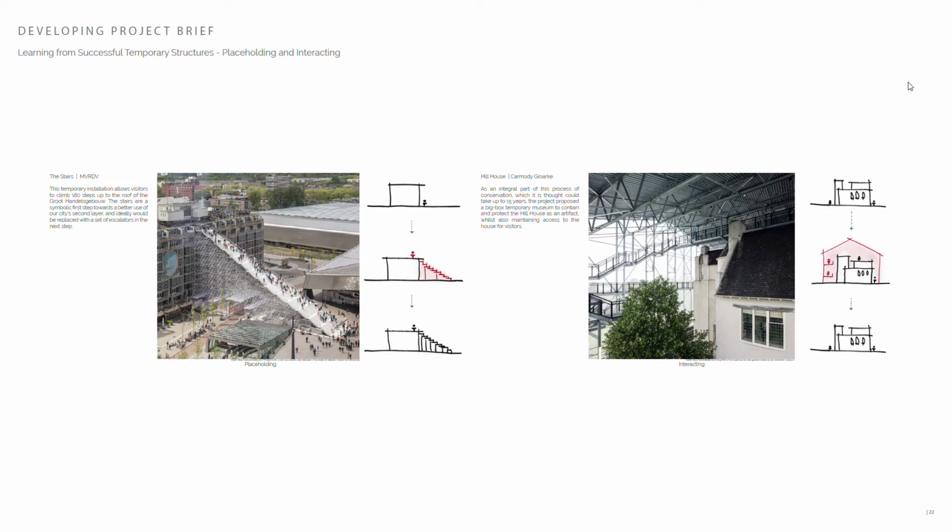Learning from temporary structures that successfully provide more than functionality is vital. The stairs by MVRD is an example of how a temporary structure can be a placeholder. Here, the temporary staircase allows for access to the roof before the main staircase has been built. Hill House by Comedy Groke shows how a temporary structure can strengthen the interaction between inhabitant and site. The temporary structure protecting a listed building during maintenance, whilst also allowing for visitors to reach parts of the house that were not normally accessible.